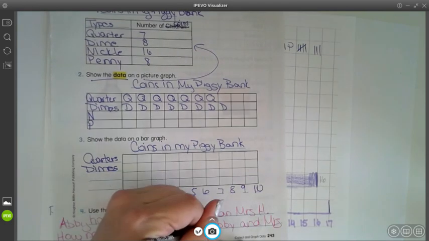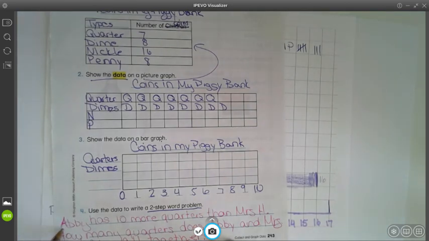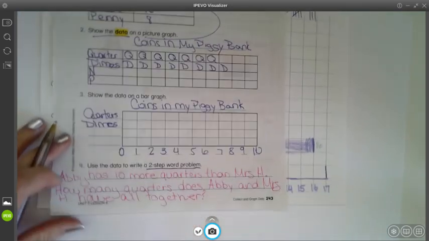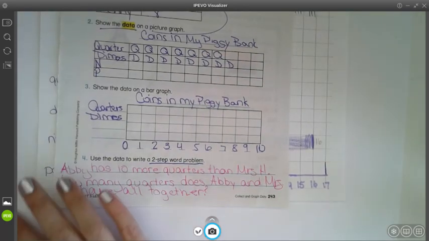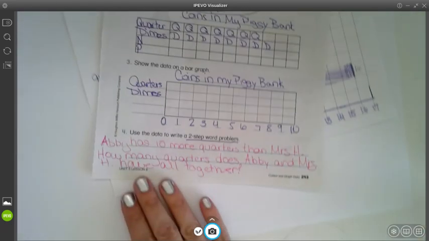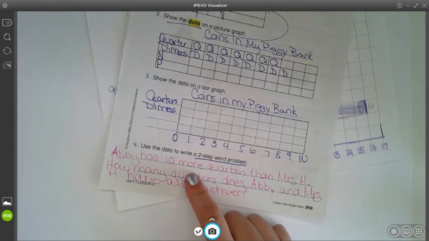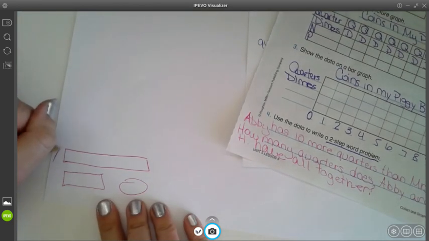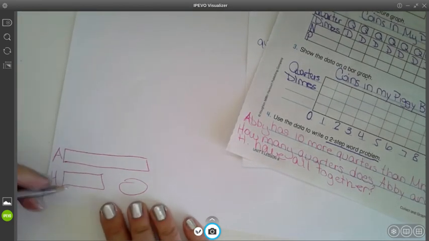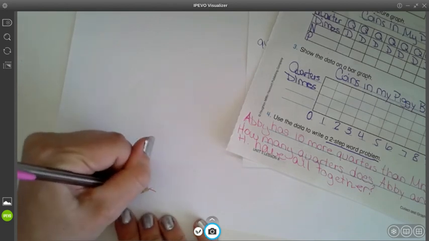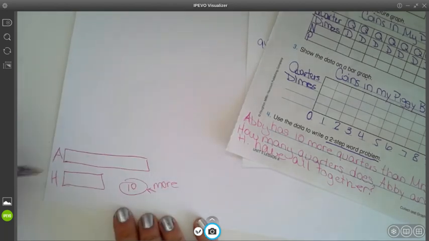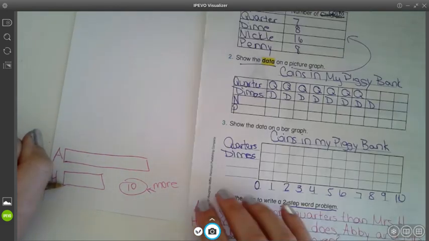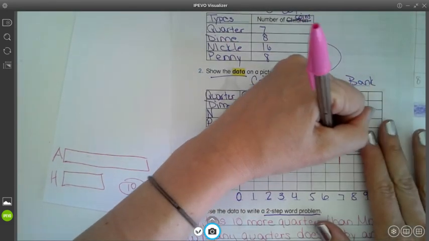And this is a two-step word problem. One, because it doesn't say that Abby has 10 quarters, right? It says that Abby has 10 more. So my first job would be to solve for that problem. So I have to figure out how many quarters Abby has. So if I know, remember this is good, this one right here is good. My first step, number one, is a comparison bar. Okay, I'm going to put Abby up here because she has more quarters than Miss H. Okay, and I know that she has 10 more, so my more is going to be over here. And Miss H, how many quarters do I have? Well, if I go to my chart, I'm going to use my bar graph since I didn't finish that over here.